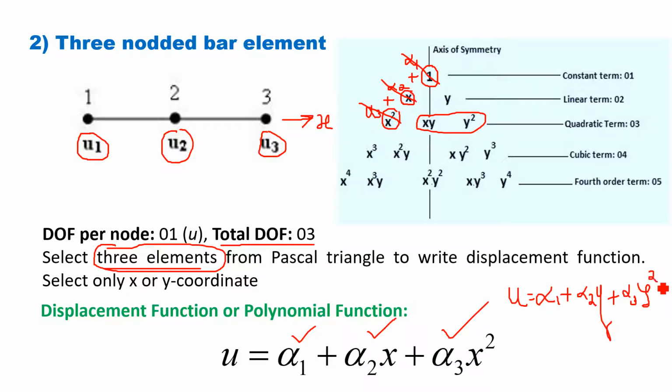We cannot use both because the first element as well as the second element are both one dimensional elements. Okay, so this is the three noded bar element.